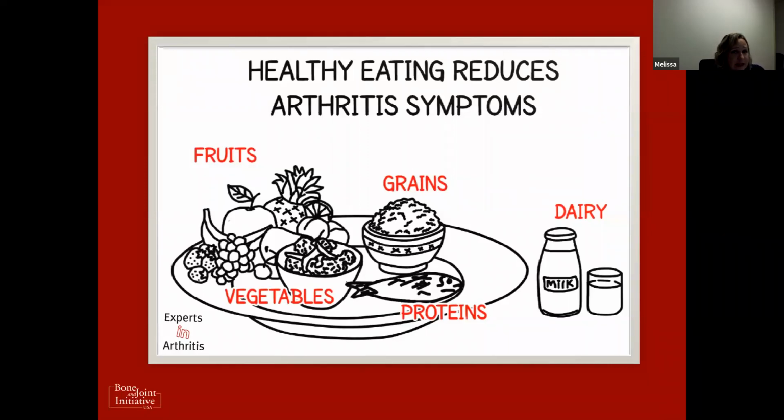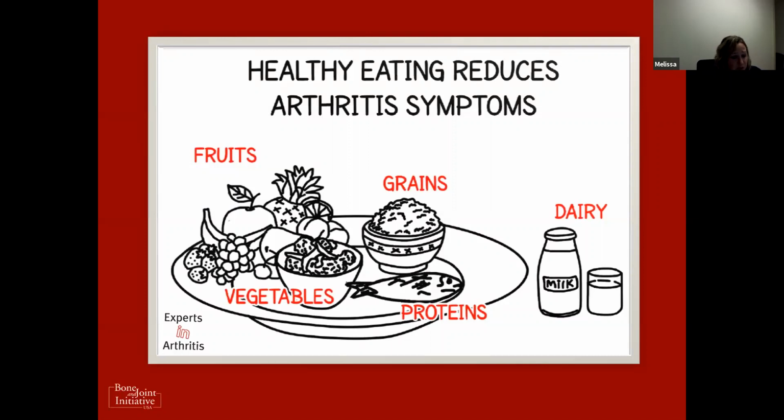There is not a diet that can cure arthritis, but what you eat can also affect your joints. A great resource for you to go to, if you have online access, is choosemyplate.gov, myplate.gov, and that will help you build healthy meals.